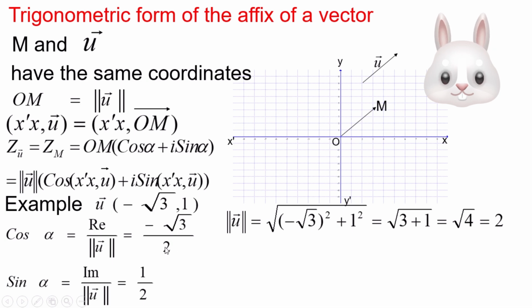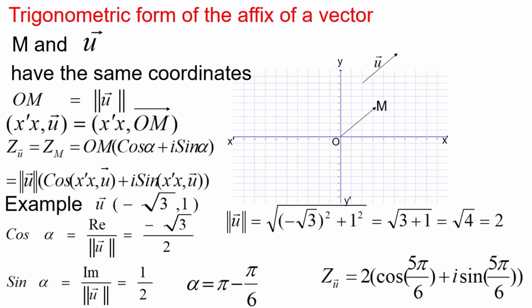Which angle do we have? Then the angle pi by 6 is an argument. No. Here we have a minus. Without the minus, pi by 6. With the minus in the cosine, so we are in which quadrant? In the second quadrant, so pi minus pi by 6. Z of u equals 2 times (cosine 5 pi over 6 plus i sine 5 pi over 6).